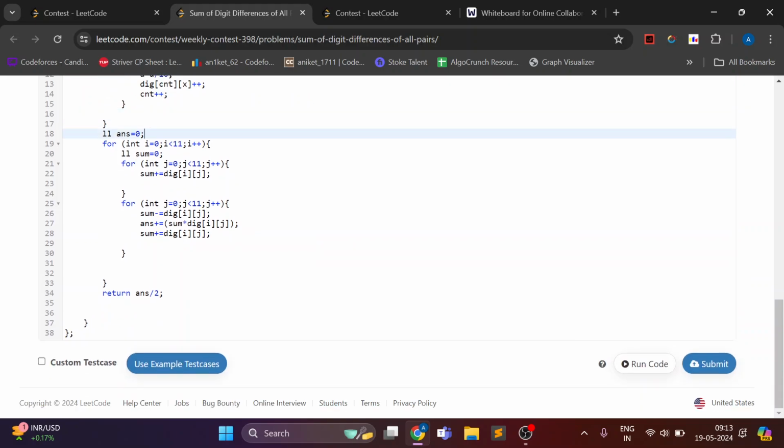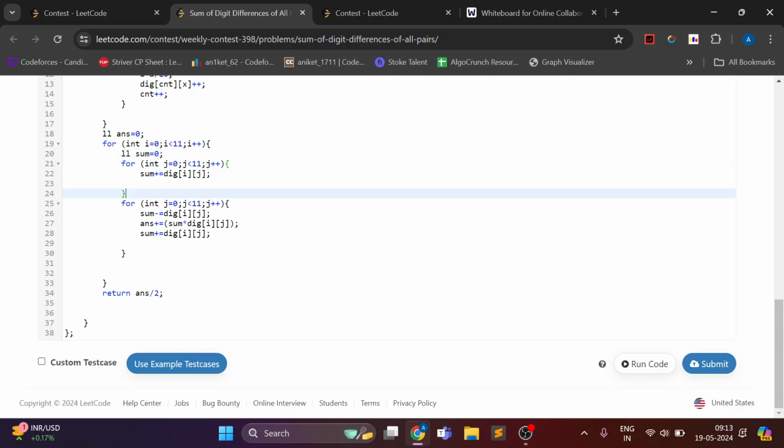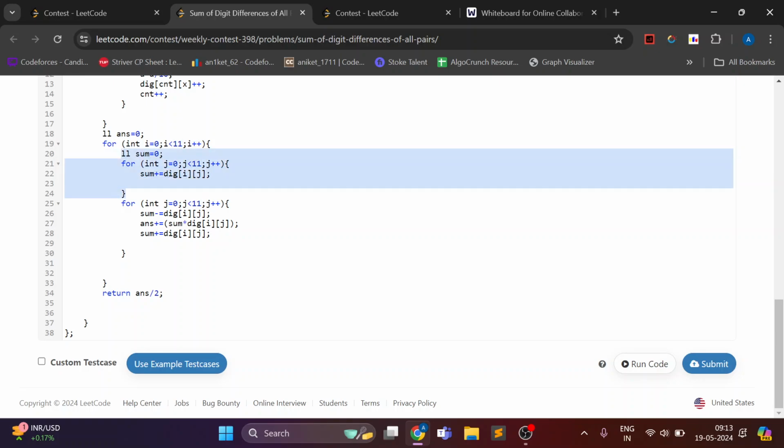And then I have declared an answer variable, and now I'm iterating over all those places, unit place, 10th place. And first what I'm doing is I'm calculating the total sum.